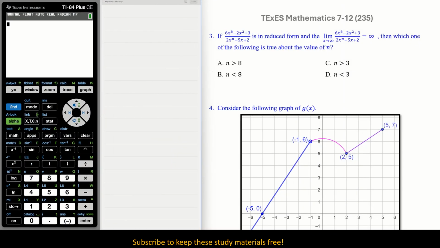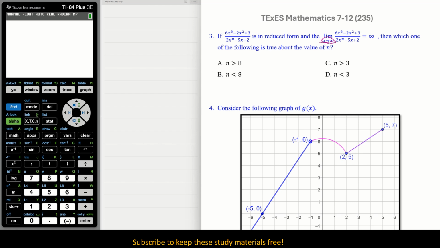Okay, number 3. If this rational function is in reduced form and the limit of this function as x approaches infinity equals infinity, then which one of the following is true about the value of n? Okay. If you remember the rules, first off, you have to have x approaching infinity. That's the only time that they're going to apply.